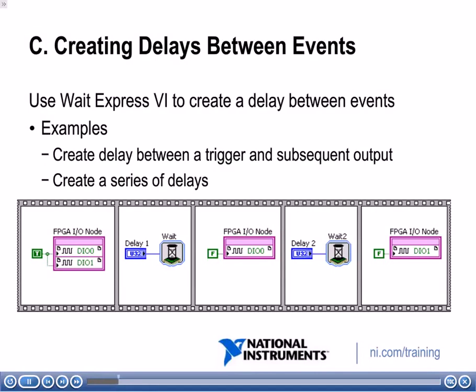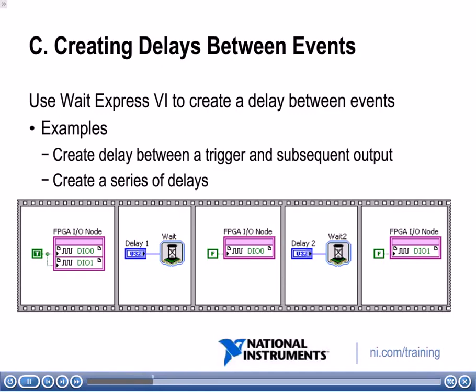Well, one example is if you need to create a delay between a trigger and a subsequent output, or if you ever need to create a series of delays in your program. So for example, maybe you need to output something on your digital output, and then you need to wait a certain amount of time because of the protocol, and then after you wait that certain amount of time, maybe you change the digital outputs to something else, and then you wait a certain amount of time, and so on and so forth.